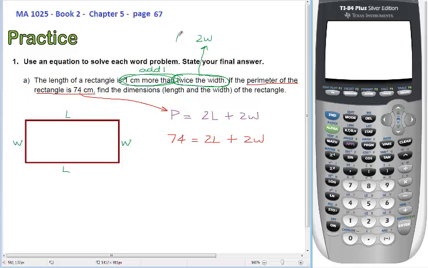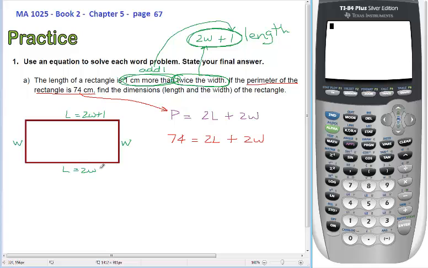1 centimeter more means to add 1. Now you can put it in front if you want, but normally when we're adding to a variable we put it behind, or to the right. So we would say 2W plus 1. So we add 1. So the length, now that's what the length is. The length is twice the width plus 1. So this is the length. So I'll just write equals next to it. So the length is 2W plus 1.